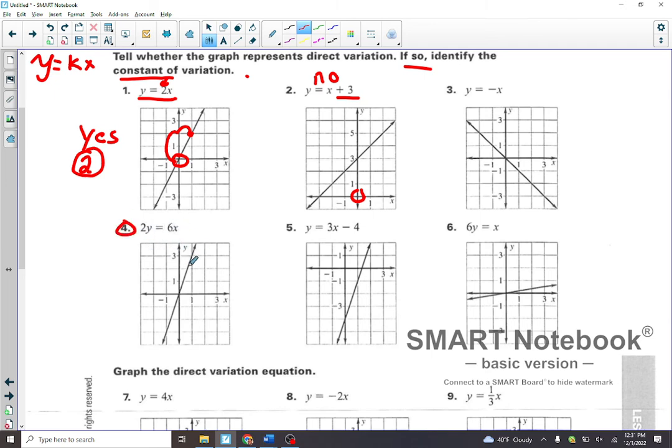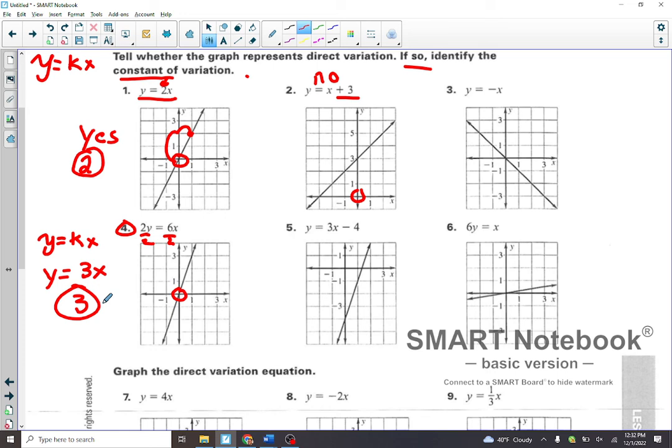All right, number 4 I want to talk about. Number 4 is 2y equals 6x. Looks like it passes the origin. And in this equation, there's no plus or minus, so it looks like a direct variation. But the equation has to be y equals kx, which means y has to be by itself. How would I make y by itself in this one? Good. I'm going to divide both sides by 2. So I end up getting y equals 3x. So my constant in this case is 3. Remember, you want that y by itself to make your life easier.